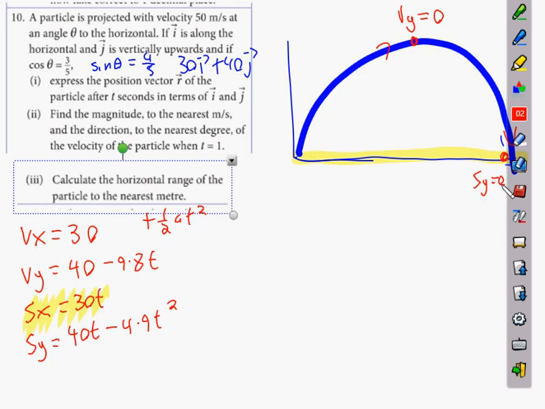Vy equals 0 is when your velocity is no longer going upwards and you stop for a second in midair, and then you're on your way back down. We can double that time, or we can get Sy equals 0. I'm going to show you that they're both the same thing. Vy equals 0 is basically 40 minus 9.8t equals 0. T therefore equals 40 divided by 9.8. I don't know if that is in the calculator, so we just put that.